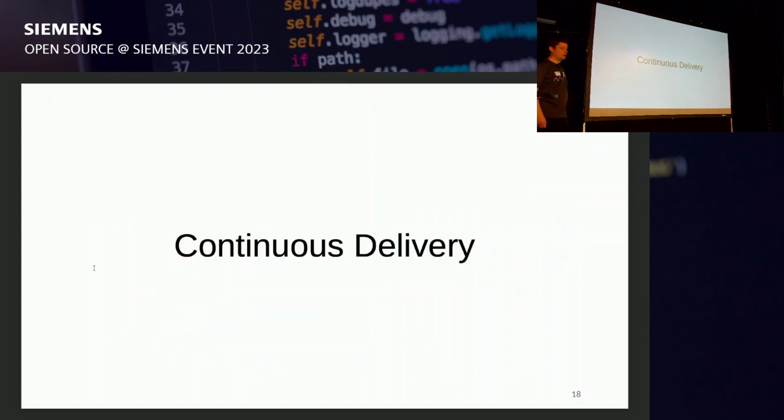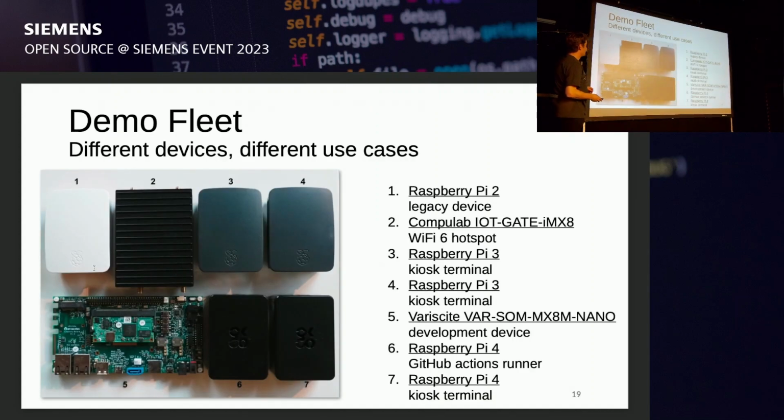Okay, so let's go then to continuous delivery. So we just don't want to just manage one device. We want to manage a lot of devices. Here is a small demo fleet, and it is as it is in the real world. It's composed of multiple different devices. So here we have a kind of legacy device, a Raspberry Pi 2. Then we have this Compulab IoT gateway based on an IMX8 CPU. So it might be a Wi-Fi 6 hotspot.